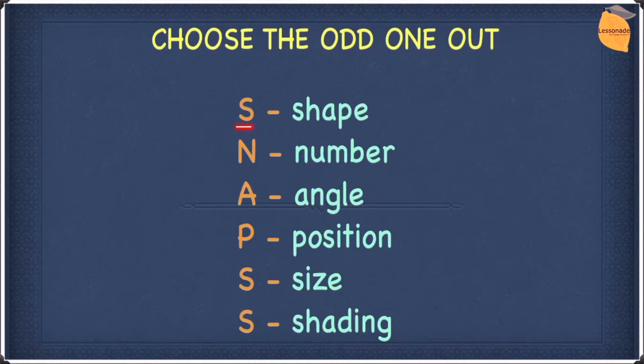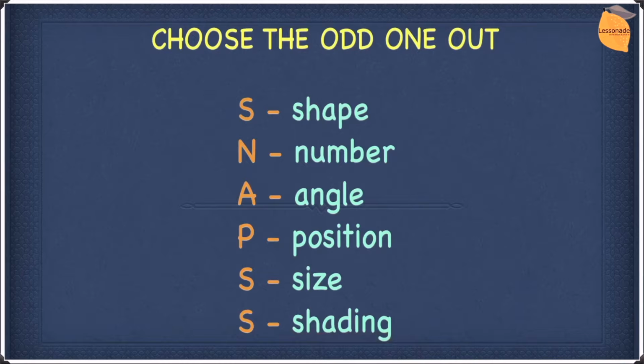Before we start into these questions, let's first look at SNAPS. SNAPS is S-N-A-P-S. S stands for shape. One shape might be different to the others. N stands for number. The number of shapes or the number of sides in a shape could be different. A stands for angle. The angle of a shape might be different, its reflection or its rotation. P, the position of a shape might be different. S is size. The size of a shape could be different. And finally, S is shading. The shading or color of a shape could be different.